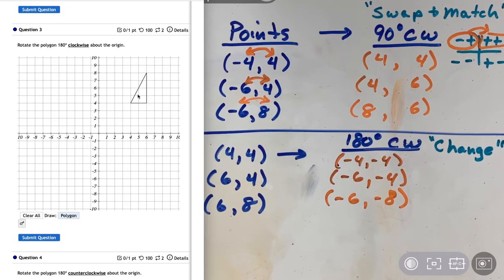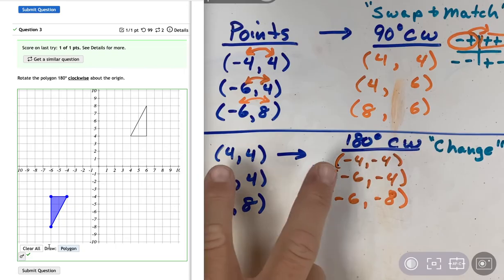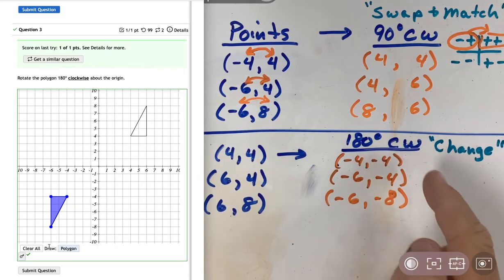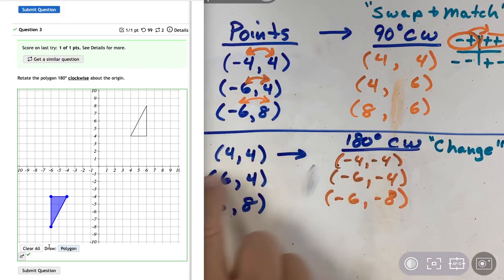So now, if I want to do this answer, I go to -4, -4, make that click, and then I make a click at -6, -4, which is right there, and then click at -6, -8, which is going to put me right there. And as you make a triangle for a 180 rotation, that's how those work. So really all you have to do when it says rotate clockwise or counterclockwise, it doesn't matter because you'll still end up in the same quadrant, just change the signs of those numbers.